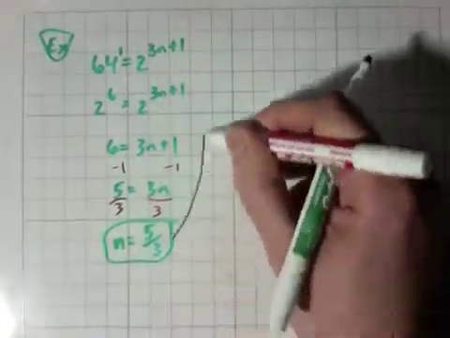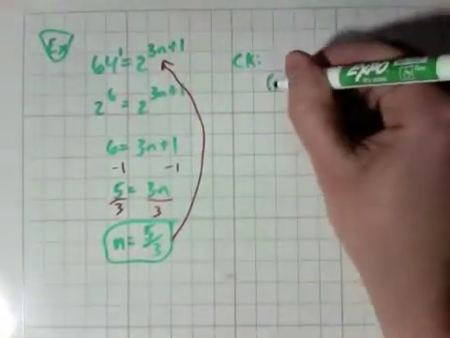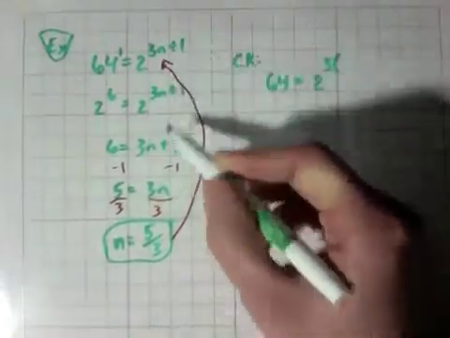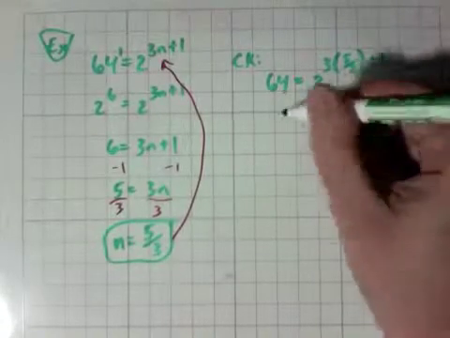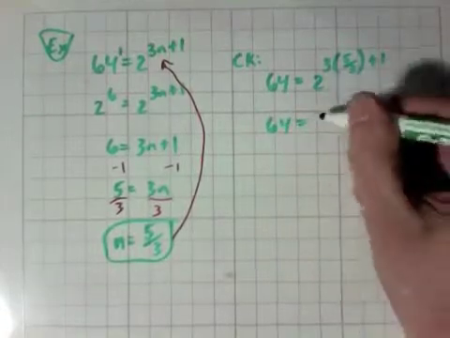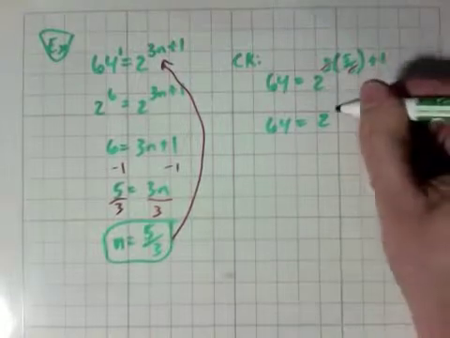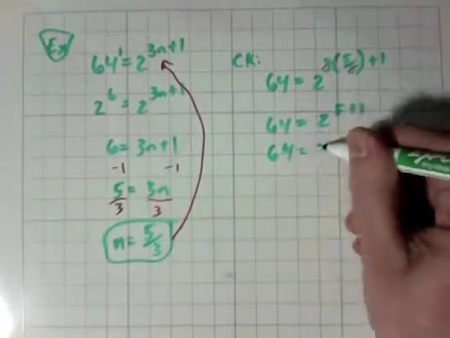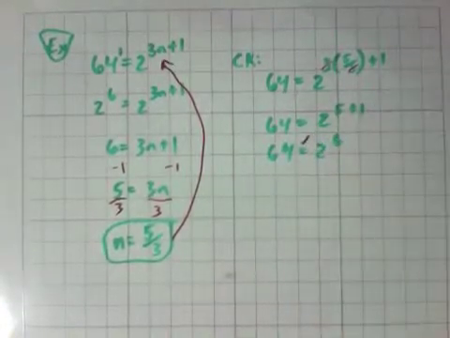Which, if I do a check, the original problem only had one location for n, so I would have 64. Is that in fact equal to 2 to the 3 times, and instead of n I'm plugging in 5/3, plus 1 in the exponent. Looks a little weird, but it actually works out quite nice. 64 equals 2 to the, notice the 3's here would just cancel out. So that's 5 plus 1. 5 plus 1 is 6. And 2 to the 6th is in fact equal to 64. So it does check out.